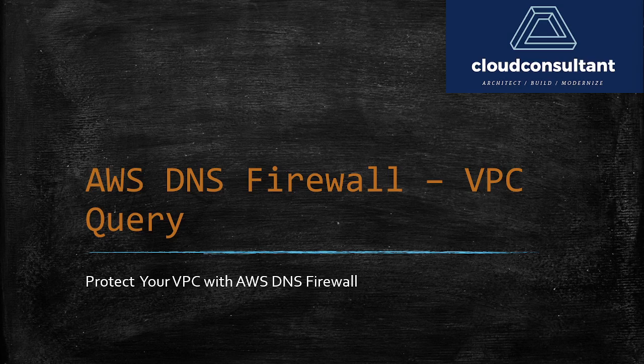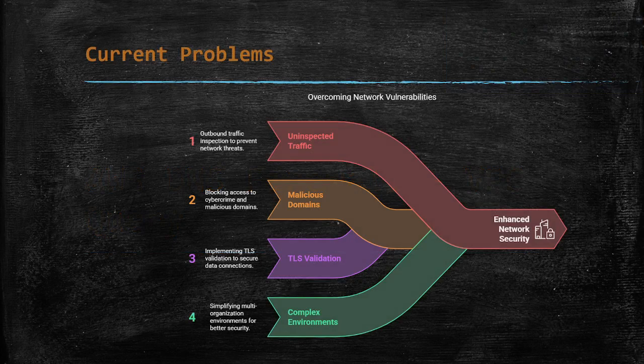Now let's get into it. So, AWS DNS Firewall, VPC query. It's more about protecting your VPCs. I'm pretty sure everyone knows about AWS VPC and the basic AWS services. So this is kind of a 200-plus session, so it's going to be a bit advanced.